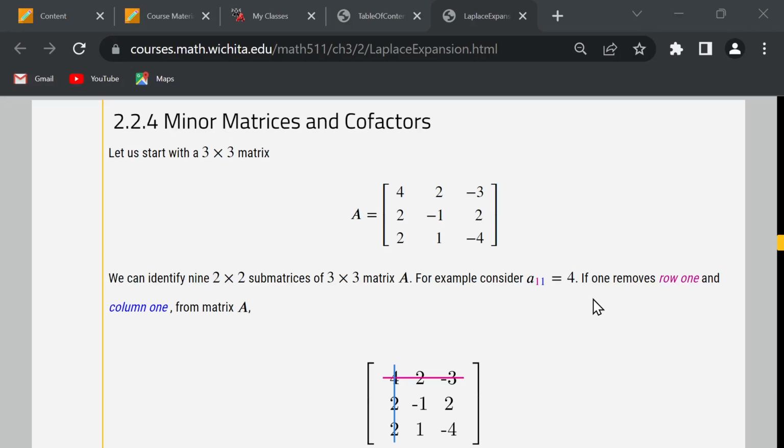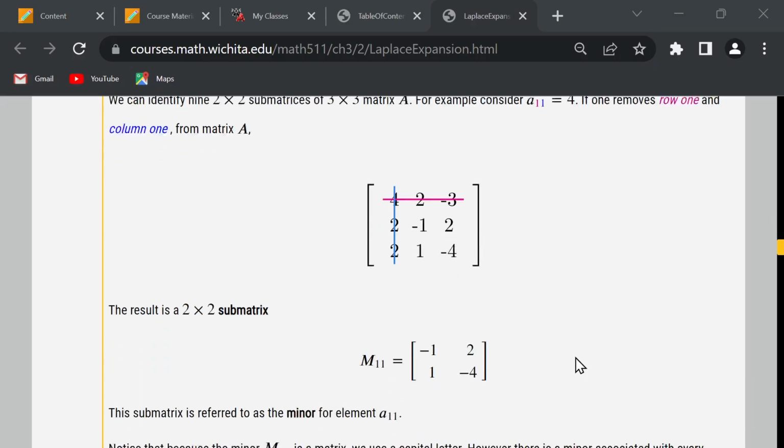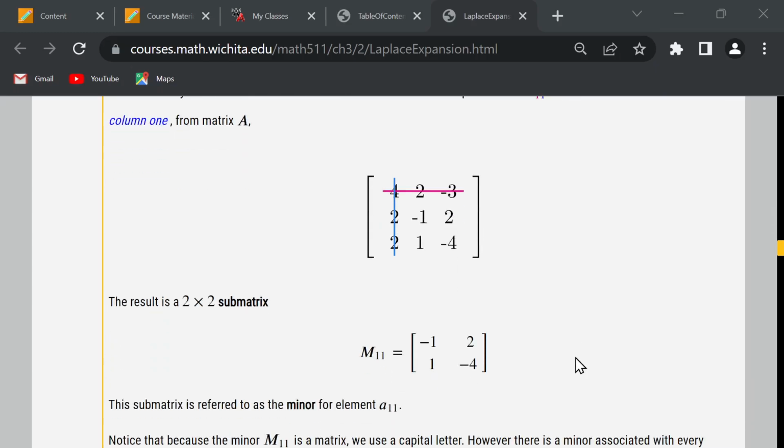Well, let's consider the minor of the 4 in the top left-hand corner. The minor for the element in position 1, 1 means you strike out row 1 and column 1, because it's position 1, 1, right? It's in column 1, so we're going to get rid of column 1. And it's in row 1, so we're going to get rid of row 1. And the 2 by 2 matrix that's left is called its minor, or minor matrix. It is a submatrix. And the minor for 4 in this 3 by 3 matrix is the 2 by 2 matrix with columns -1, 1 and 2, -4.